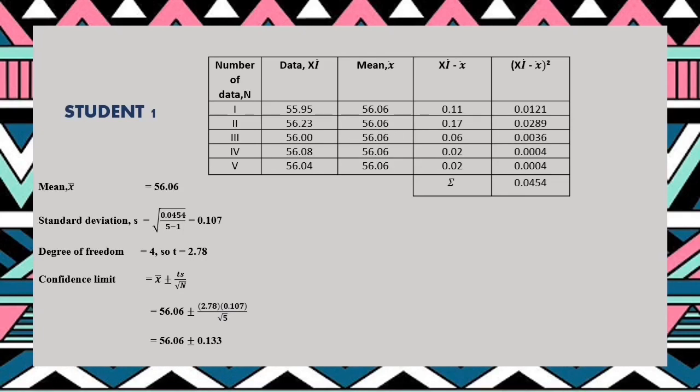Lastly, we need to find the confidence limit. The formula for the confidence limit is mean plus or minus t multiplied by s divided by the square root of n. So the answer is 56.06 plus or minus 0.133.